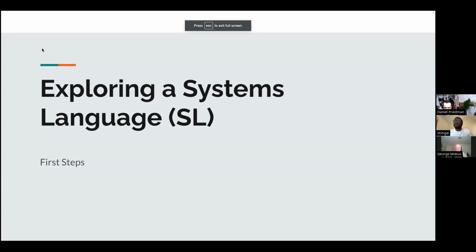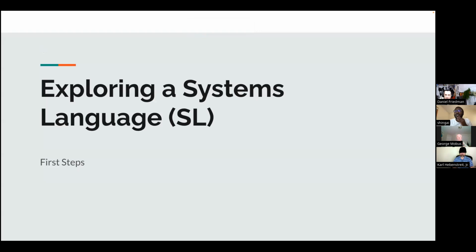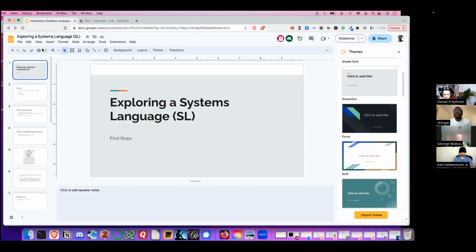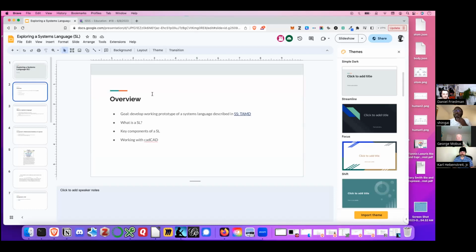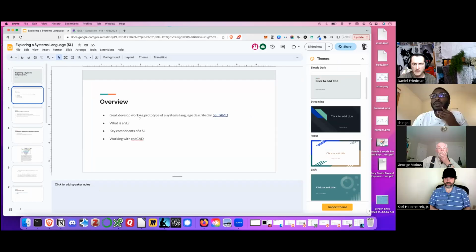Okay, so the purpose of this presentation is to explore what it might look like to do some research around developing a systems language. So the overall goal would be to develop a working prototype of a systems language as described in George's latest textbook, System Science: Theory, Analysis, Modeling, and Design. Here I will cover what a systems language is, the key components of a systems language, and how we might be able to work with CAD in order to accomplish this goal.